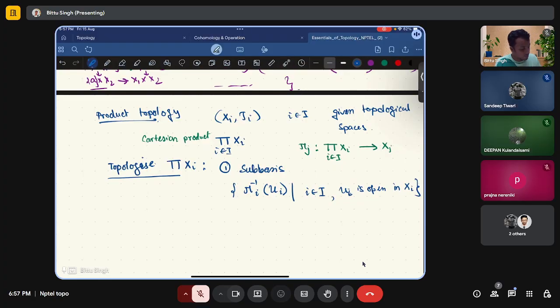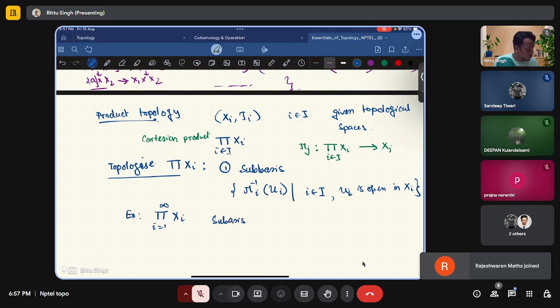Let me write in a simple manner, otherwise it will be something difficult. For example, consider this kind of product of Xi, i equal to 1 to infinity. Then the subbasis will be like this. For example, what will be pi 1 inverse of some U1?